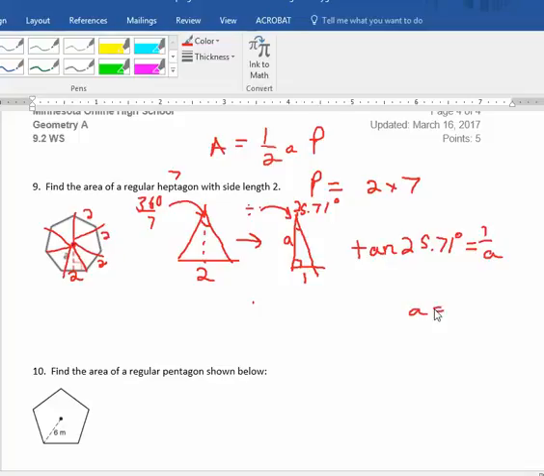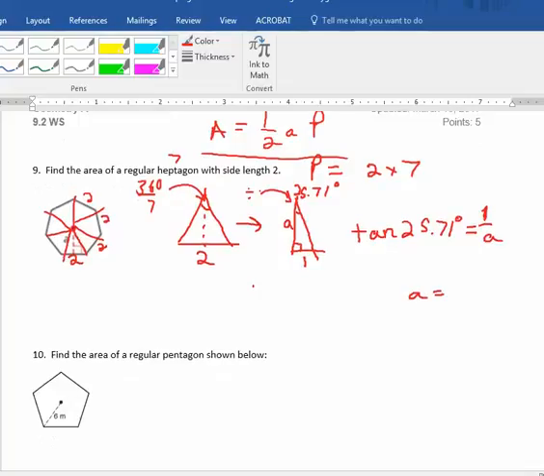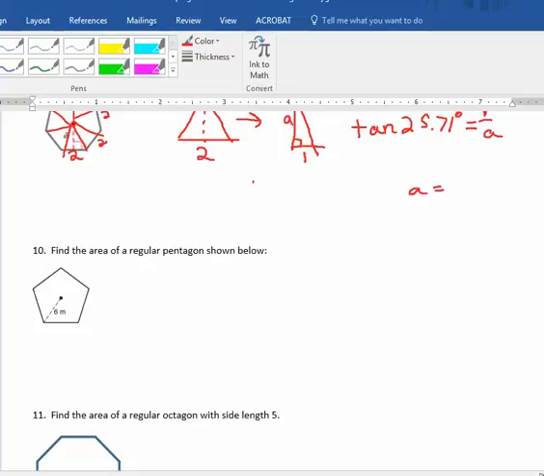I can multiply both sides by A, divide by the tangent of 25.71. This is 1 here. And then you'll find your apothem, and then you can put your parts back into your equation. So it's going to be very similar to number 8. Now, number 10 is a little different because we are given this side of our triangle rather than the side of the pentagon. So let's see what we got.